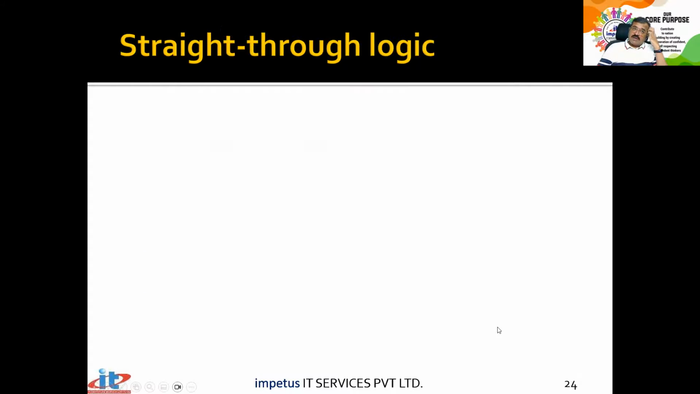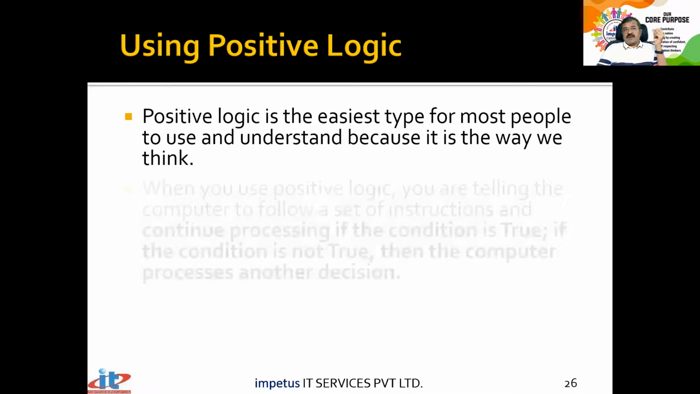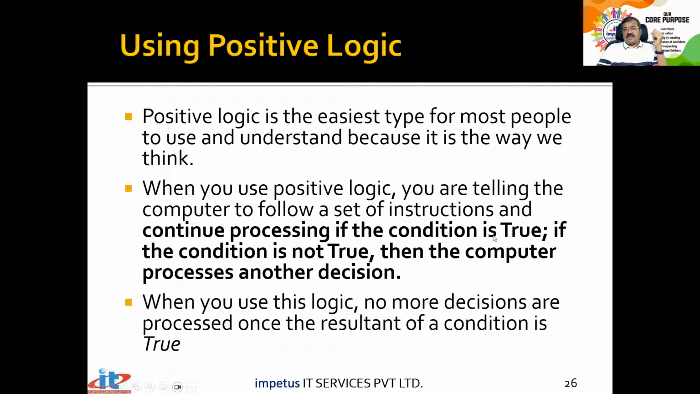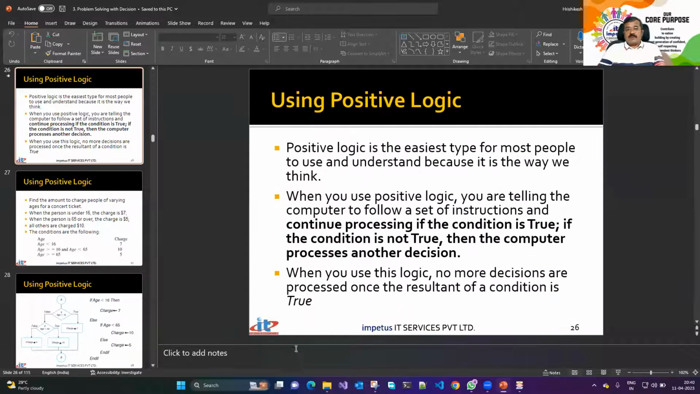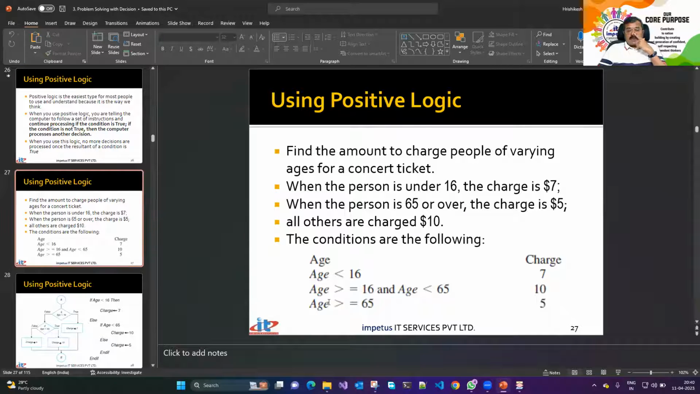So what was this logic saying? Positive logic. It was saying to continue processing if the condition is true. If the condition is not true, then the computer processes another decision. Another simple way to express this is, when you use this logic, no more decisions are processed when the result of the condition is true. So if any condition evaluates to true, you are not required to check for other conditions. Okay, so the last statement is very important for you to understand what positive logic is. Let's go ahead, keeping this particular problem statement in front of us.